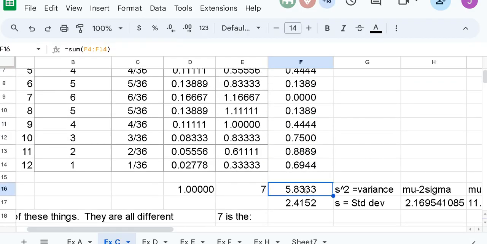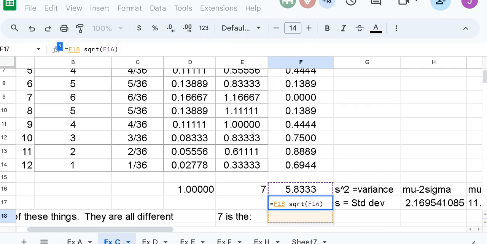And if you add that all up, which I've already done for you, if you sum that up, then you're going to get 5.8 something. Well, that's the variance. That's great. If you want to get the square root, then you want to click down below, type in SQRT of the one up above, and that'll give you the standard deviation.